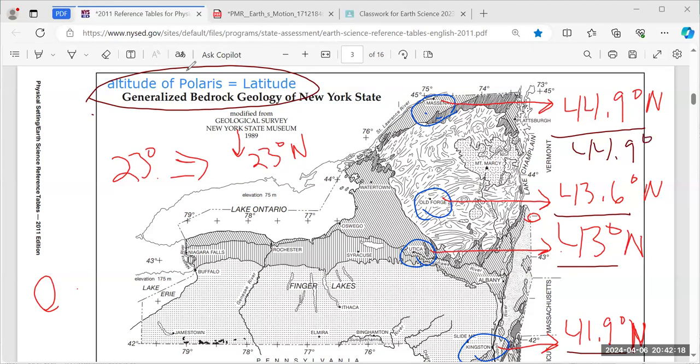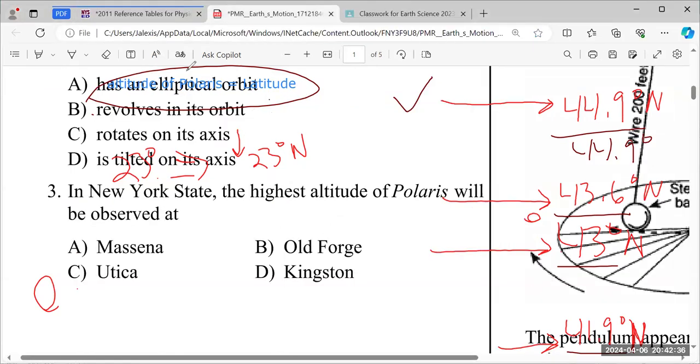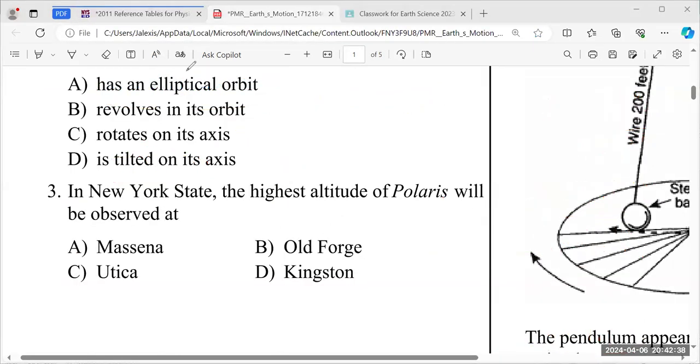44.9 degrees. All right. So we got to remember latitude is degrees north. Altitude of Polaris is just degrees. Make sure that we remember that. And the correct answer is Massena, right? As the highest latitude, so therefore it would be the highest altitude of Polaris. And that would be choice A.